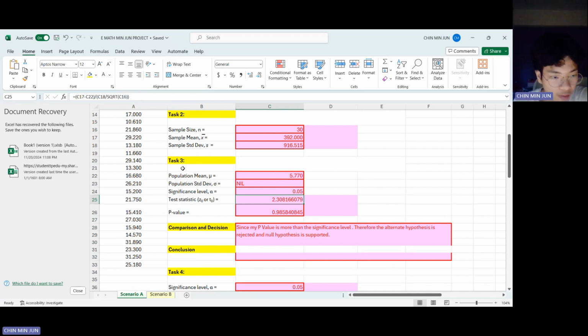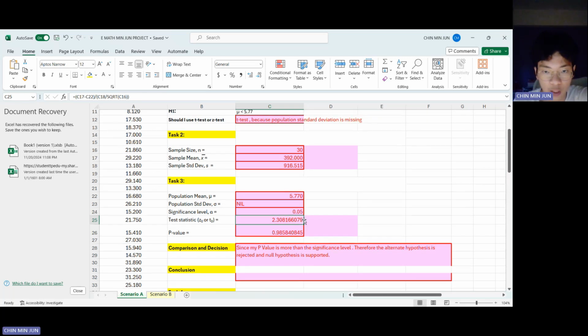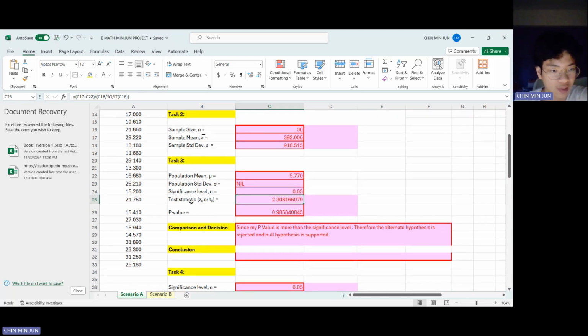which is divided by the square root of the sample size. I will do that again: my sample mean C17 minus my population mean C22, divided by the sample standard deviation C18, divided by the square root of the sample size, which is C16, which will give me my t0 value of 2.30.